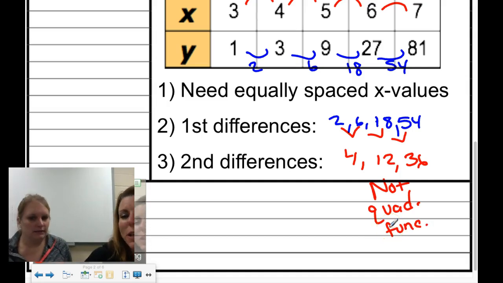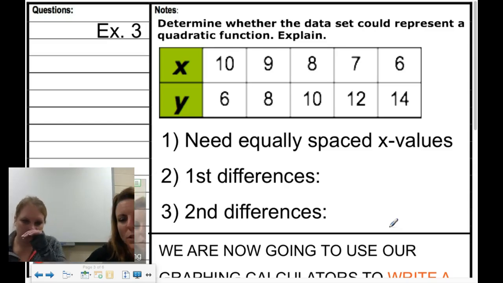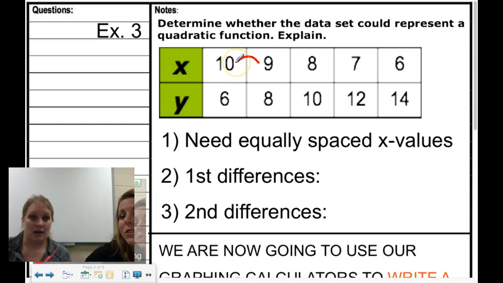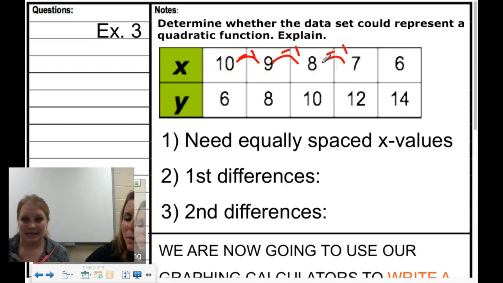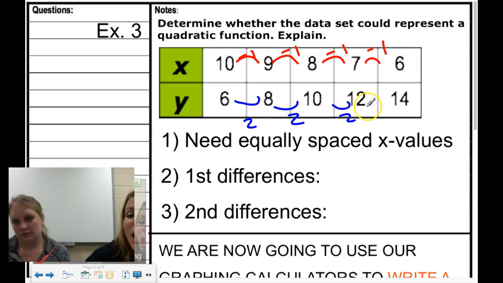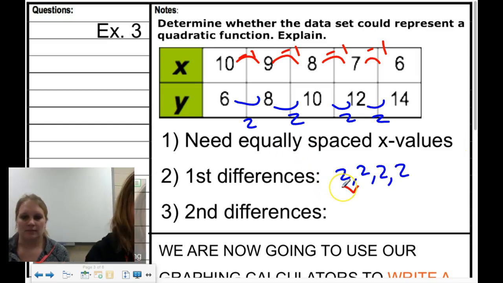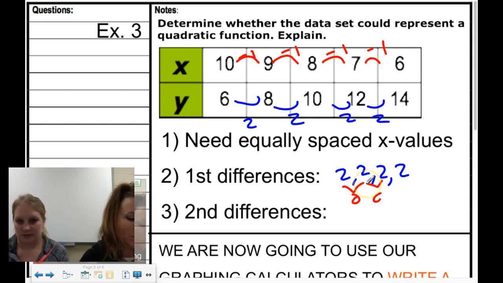I think we should do another one because this video is really short. So now, look at this. The x's are going down by 1, which is fine, as long as they're equally spaced, down by the same amount. Now let's look at our first differences in our y's. We're going up by 2, 2, 2, and 2. What are the second differences? Well, 0, 0, and 0.